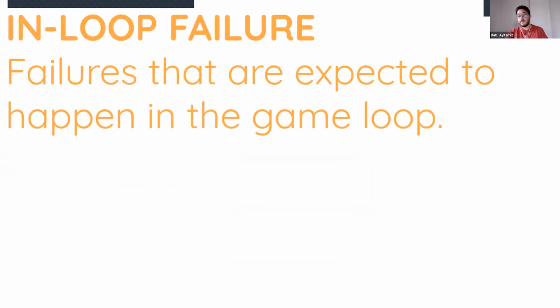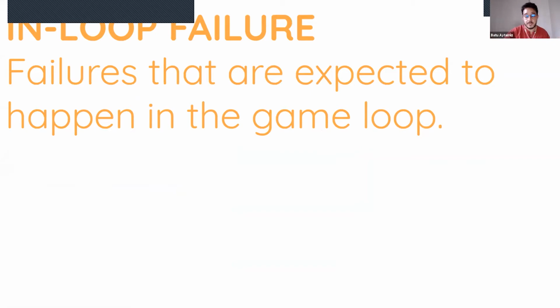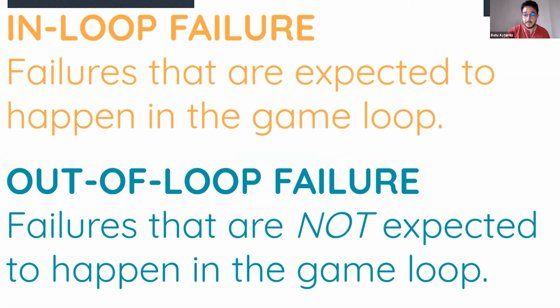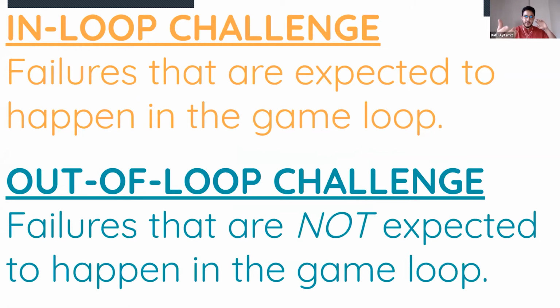So I define in-loop failures as failures that are expected to happen in the game. And these push forward the play experience in most cases. On the other hand, out-of-loop failures are failures that are not expected to happen in the game loop and are expected to be minimized. You can also think about these as in-loop challenges and out-of-loop challenges.